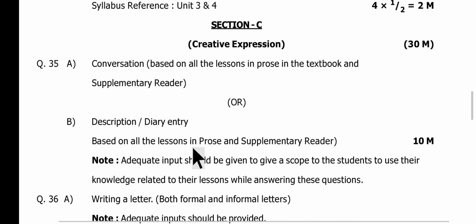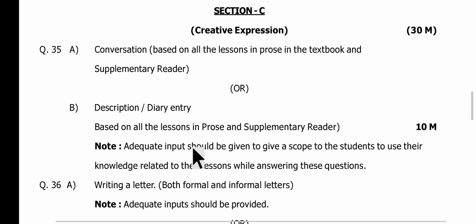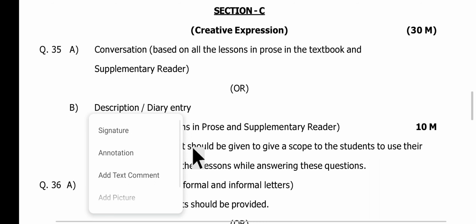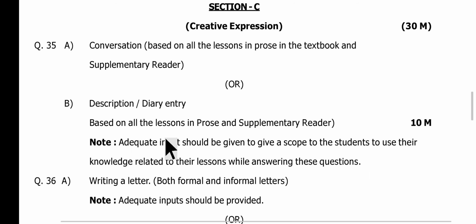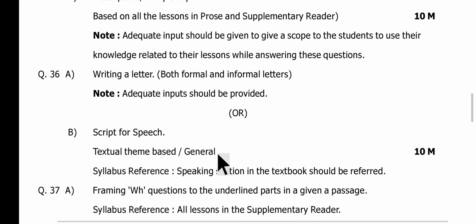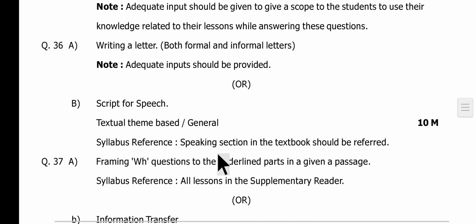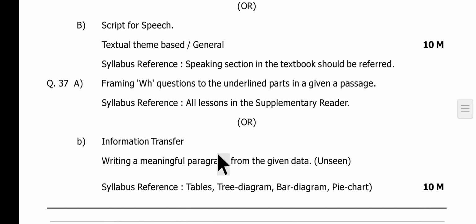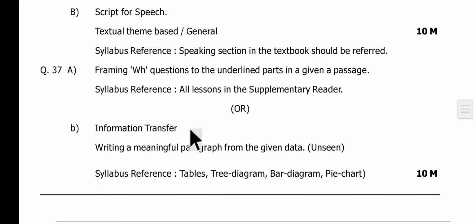Now the last section of the question paper is creative writing. Here we can have a conversation or a diary entry or description. Any one of the things can be asked here. Conversation is for sure, but here it can be a description or a diary entry based on the lessons in prose and supplement reader. 36A, writing a letter. 36B, script for speech. 37A, framing WH questions, but the content will be from the supplement reader.